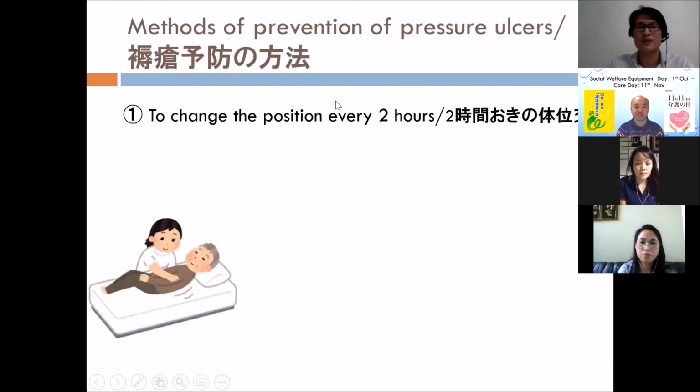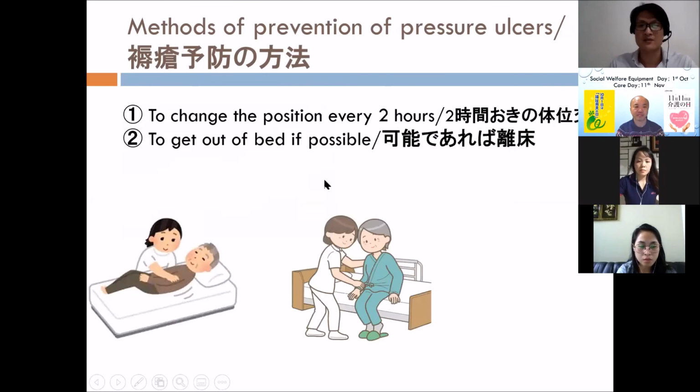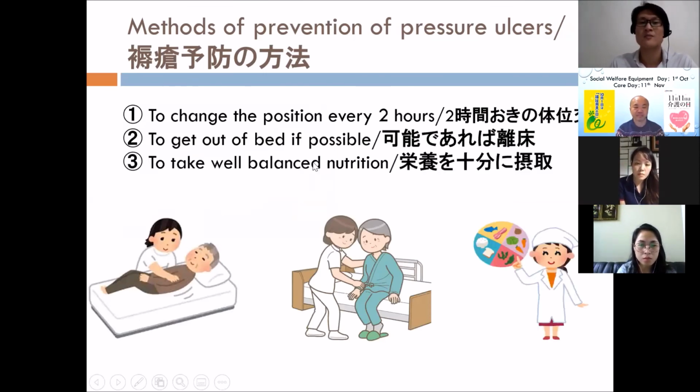Methods of prevention of pressure ulcers, bed sores: change the position every 2 hours, get out of the bed if possible, and take well-balanced nutrition. These are important to prevent bed sores.